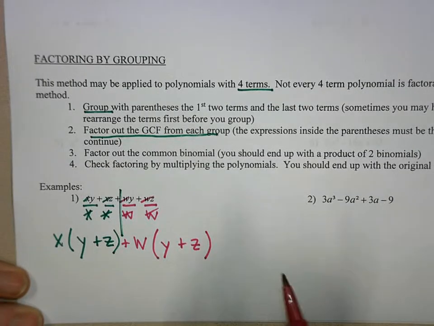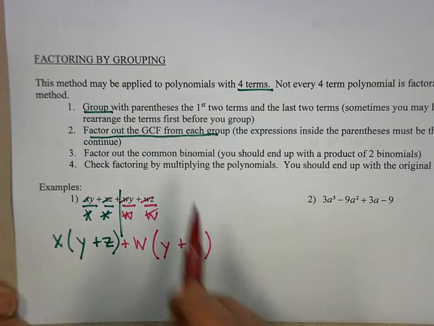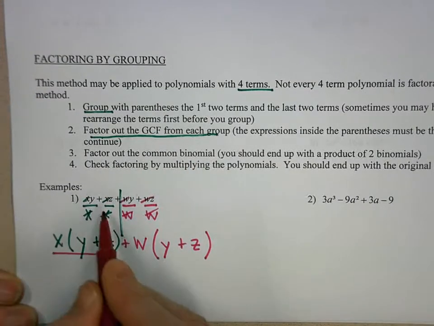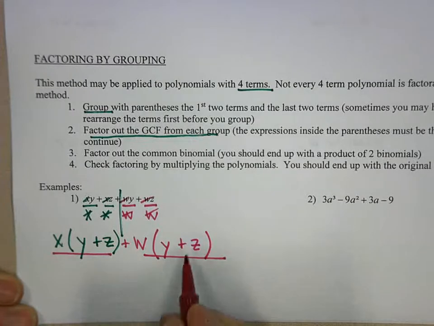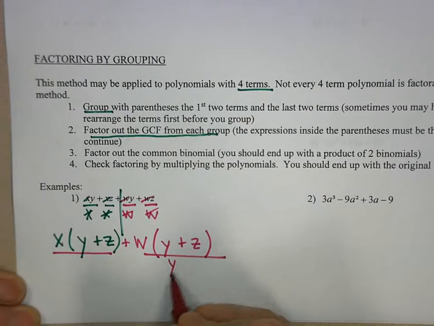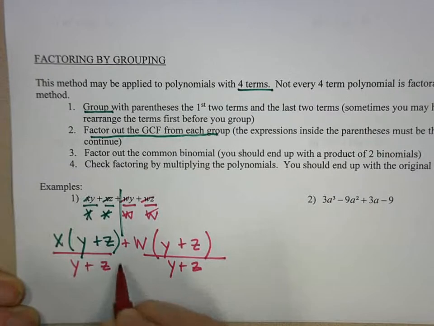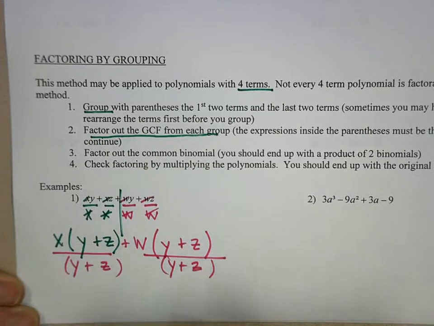So there, now I have one more step. Factor out the common binomial. I'm going to do the same thing I did up here, down here. The common binomial is y plus z. And if I've done it right, it will be the same. It'll be common to both. So I factor it out.